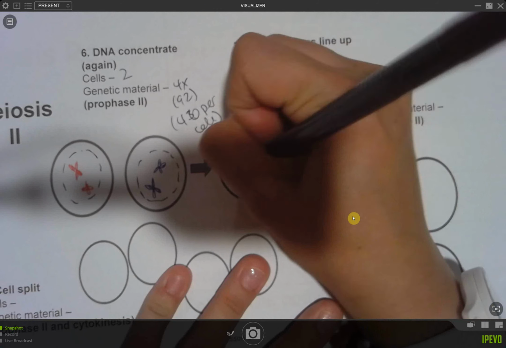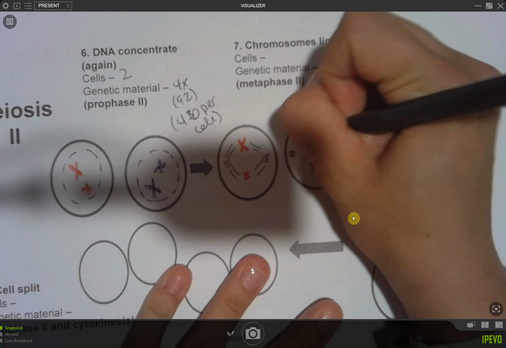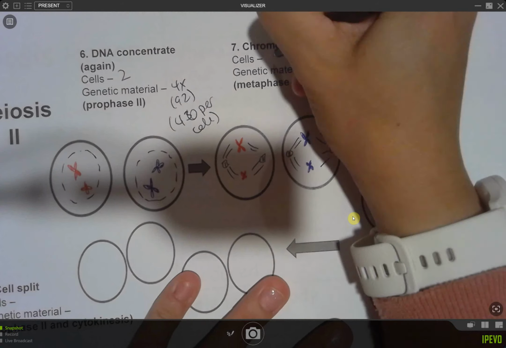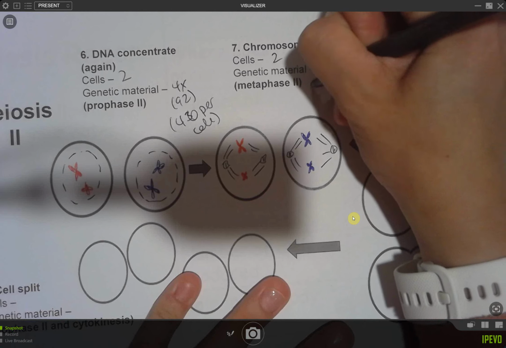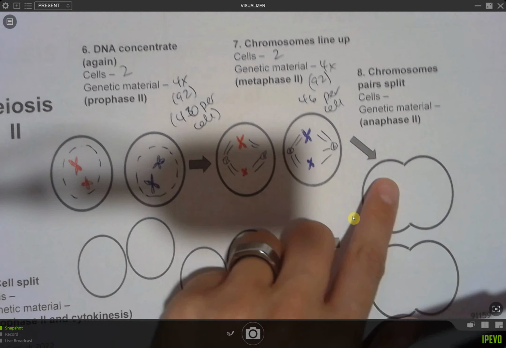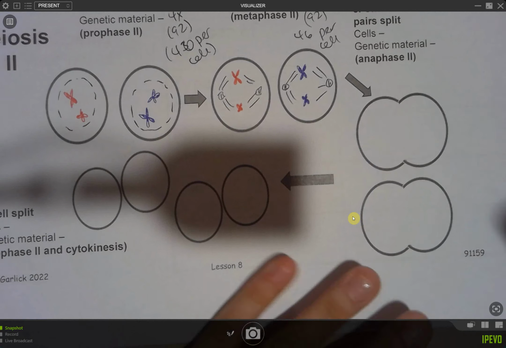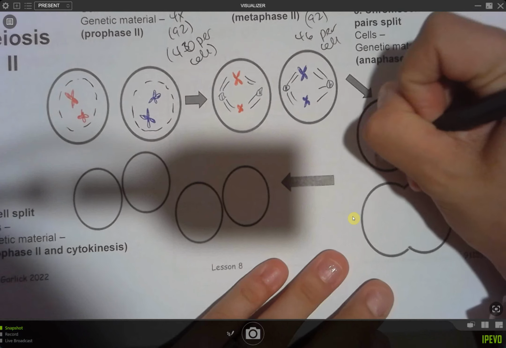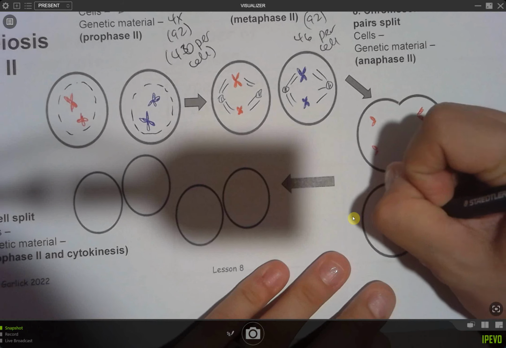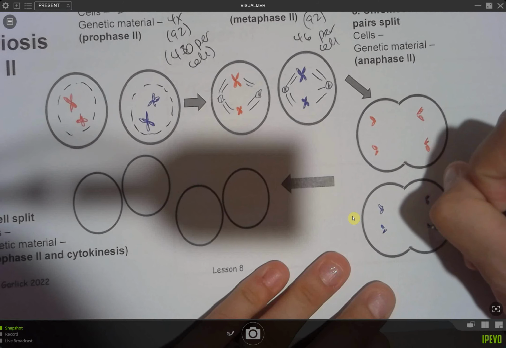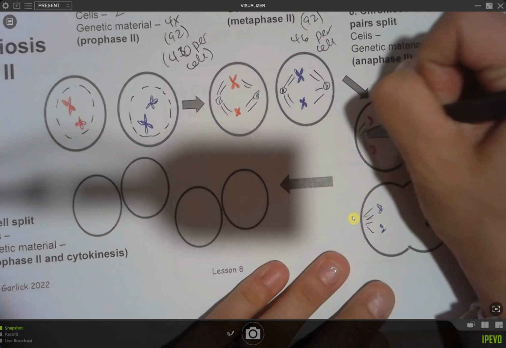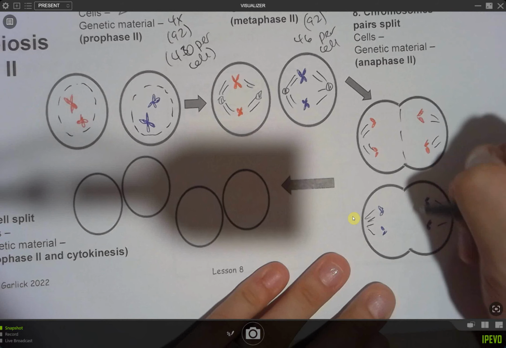So pull it apart, pull it apart. Cool. 2 cells, 4x, 92, 46 per cell. All right, then they start to split apart. And so again, this is going to be when the sister chromatids pull. And the cell membrane starts to form.